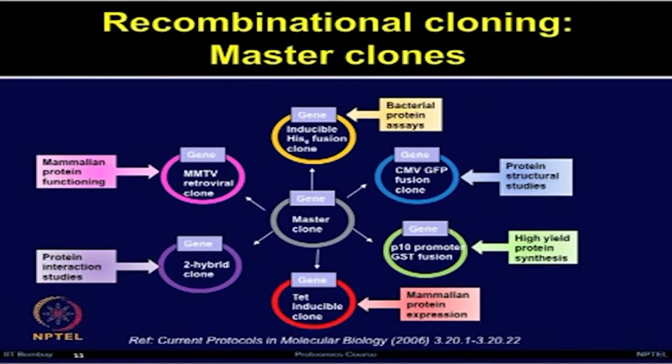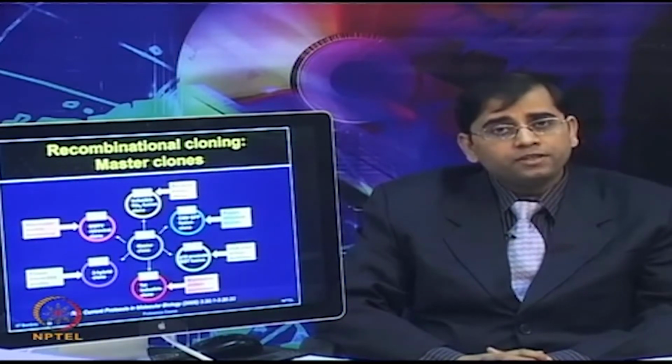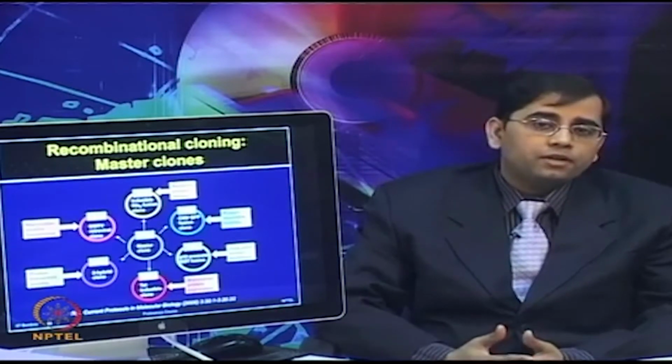Then P10 promoter GST fusion clone, which produces lots of protein for the experiments. So, for high yield protein synthesis, if that is your requirement, you would like to transfer your gene of interest into this vector. Now, tetracycline inducible clones, a mammalian protein expression system that can turn the protein on and off in the mammalian cells. Two hybrid clones: if your objective is to study the protein interactions, then test the protein function in the mammalian cells by using 2 hybrid clones.